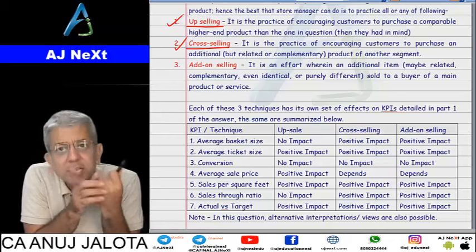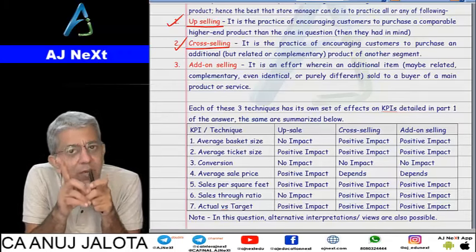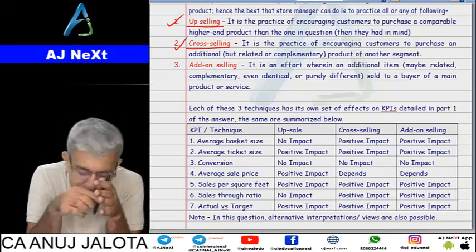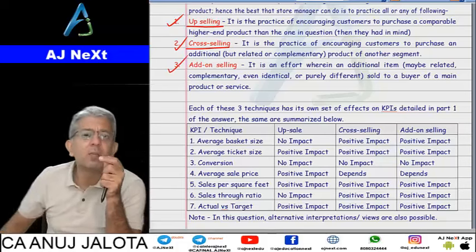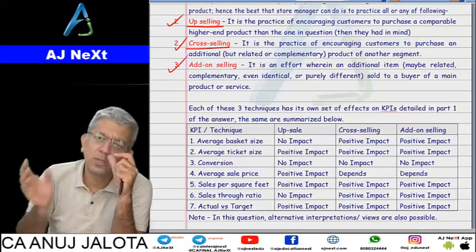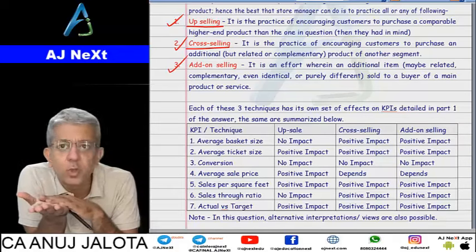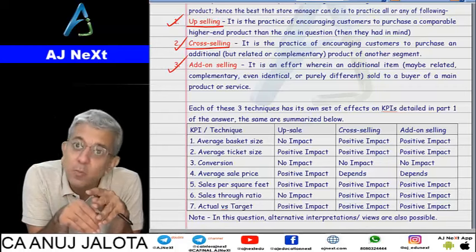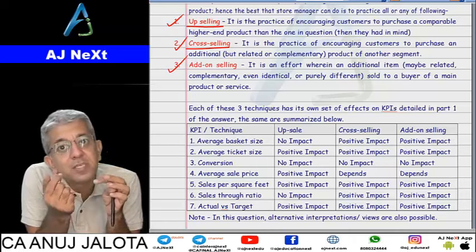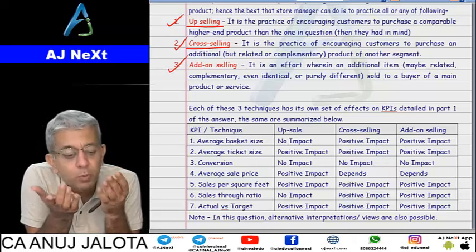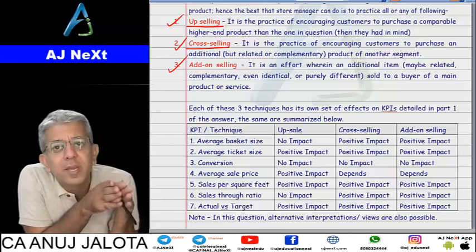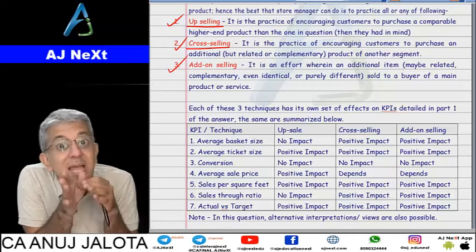Apart from that, in case of cross sell, the customer had come to buy one unit, but you sell him one more unit which is related to this. Add-on selling: the customer had come to buy a phone. You tell him, "You should buy a mixie for your wife also, sir. She will become very happy." So instead of buying one product, the customer is ultimately buying two products, but that product might or might not be related to the current product. That is called add-on selling.